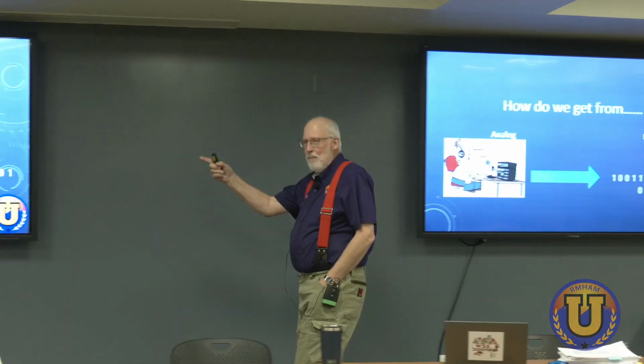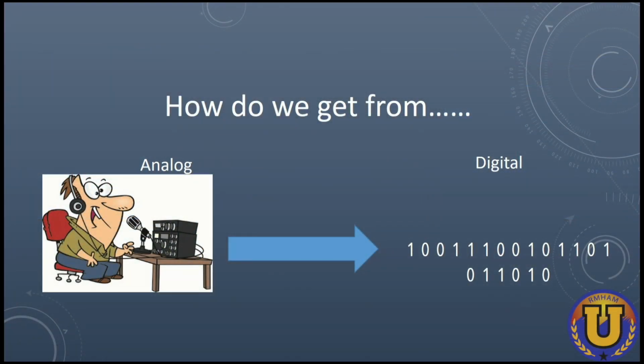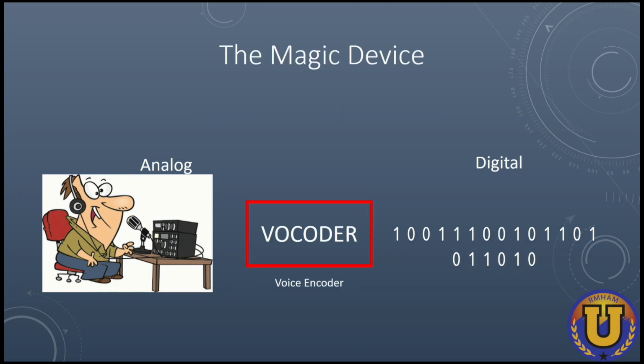So the question is, how do we get from what's coming out of your mouth to the ones and the zeros? I mean, so far all of the speakers have talked about addressing how the high-level stuff works. And we really need to understand how this lower-level stuff works, particularly for voice, and how we got there. And then it has to go back again. But what that magic tool is called is a vocoder. And vocoder is short for voice encoder.